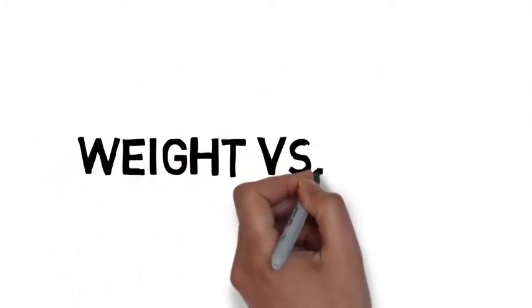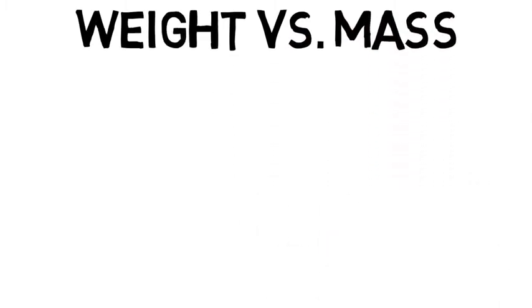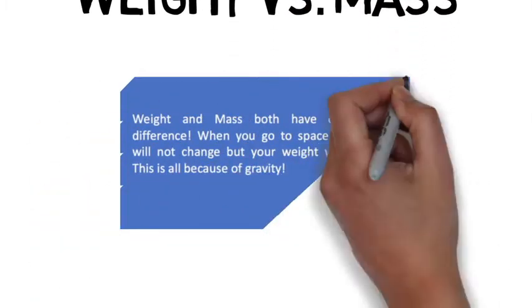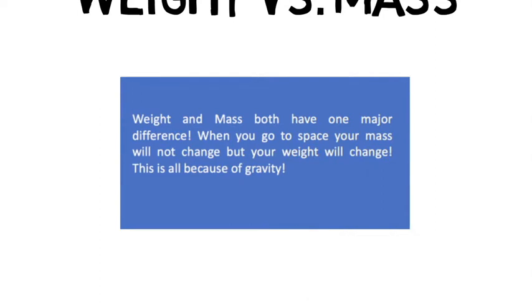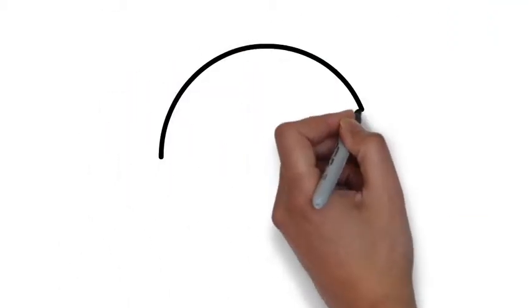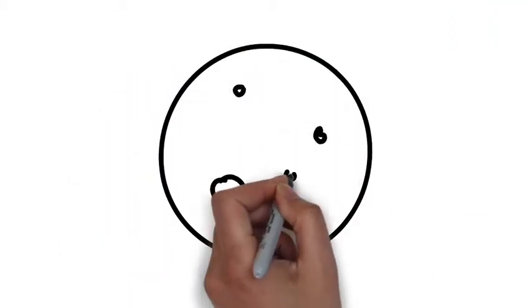Then comes weight versus mass. Now, one major difference of weight versus mass is that your mass won't change in space, but your weight will. Due to gravity, this is all happening. And so, yeah, this is what weight and mass is. Here's an image of the moon.